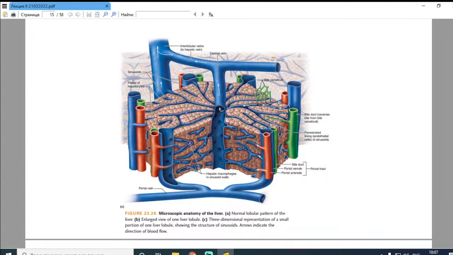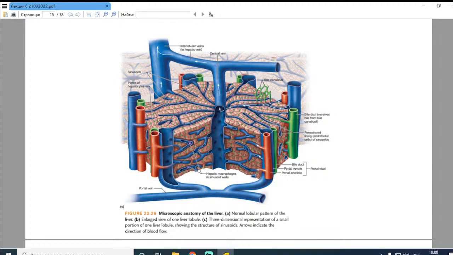What you see is a schema, microscopic anatomy of the liver. You see a three-dimensional representation of a small portion of one liver lobule, showing the structure of the sinusoid. Arrows indicate the direction of blood flow. This is the angle of the lobule.